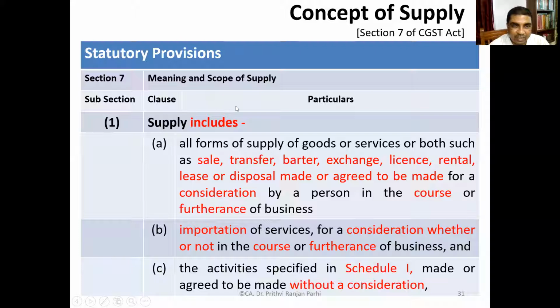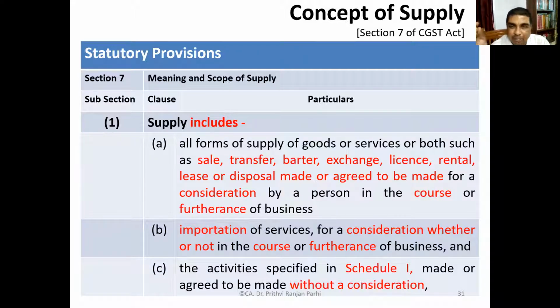As you can see, the wording is "supply includes", meaning this is an inclusive definition. So it includes all forms of supply of goods and services, such as sale, transfer, barter, exchange, license, rental, lease, or disposal made or agreed to be made for a consideration. Therefore, we are learning the definition of consideration. Because all these activities may be a sale, transfer, barter, exchange, or license, but consideration is important.